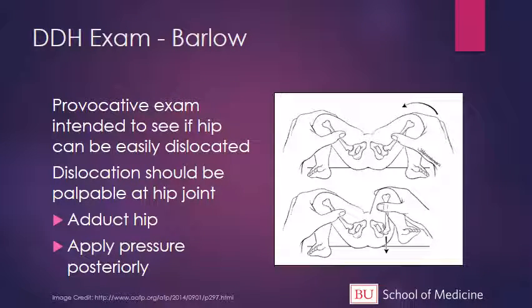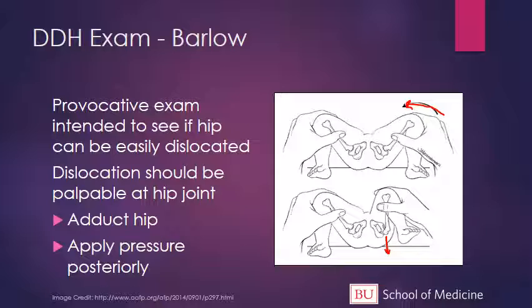The Barlow exam involves maneuvers intended to displace the femoral head out of the acetabulum in a hip joint that is dysplastic. On a positive test, the clinician will palpate the dislocation of the femoral head as they perform the following maneuver. First, the newborn's hip is adducted, or brought to midline, drawing the knee inward. Next, the clinician will apply pressure posteriorly.